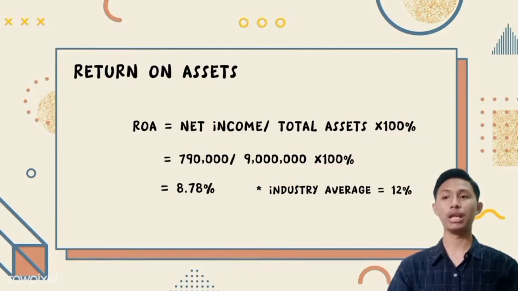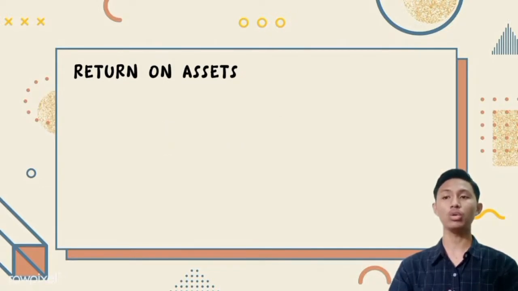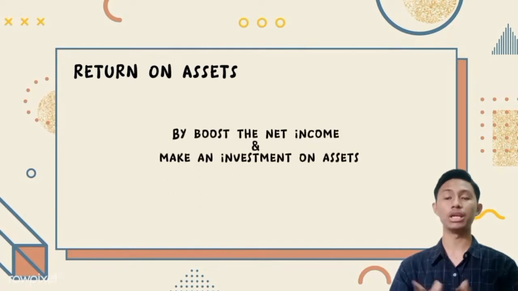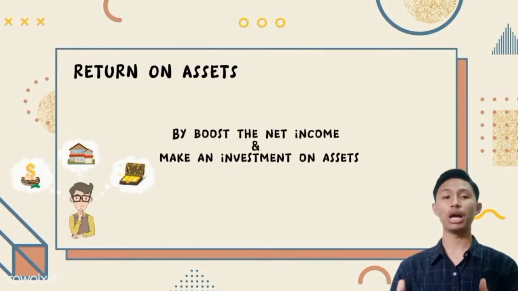and we got the 8.78%. And compared to the industry average, which is 12%, it shows that Hikmah Bati Berhad did not efficiently utilize their asset in generating income or revenue for their company. And to improve, we boost the net income and reduce the unnecessary asset and make investments in assets that will help the company generate more profits or incomes.